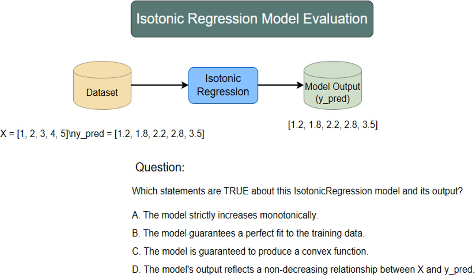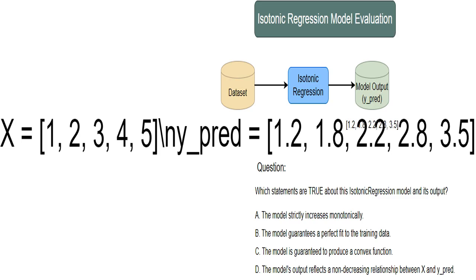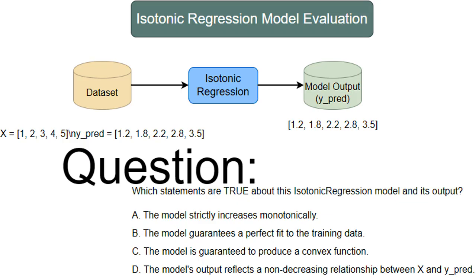This is the overall task. We're evaluating the results of an isotonic regression model to check if certain statements about its behavior are true or false. This is the type of machine learning model used. Isotonic regression produces a non-decreasing function. That is, the output values never decrease as the input values increase. This is the main question you will answer using the given data and your understanding of isotonic regression.